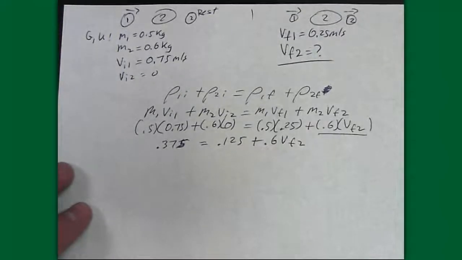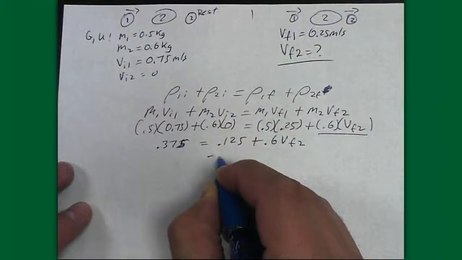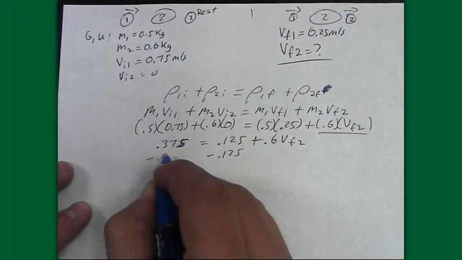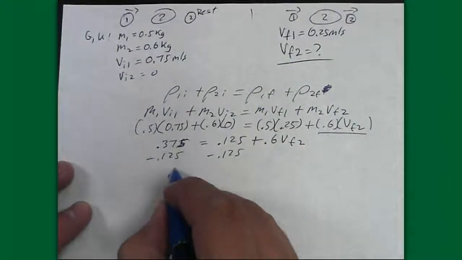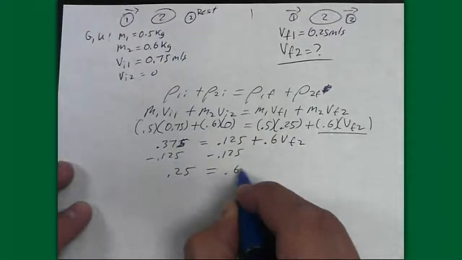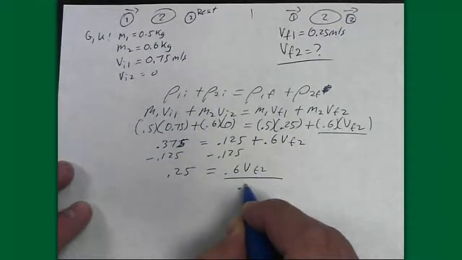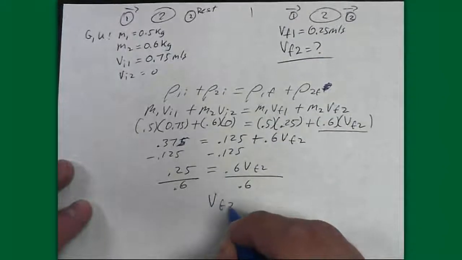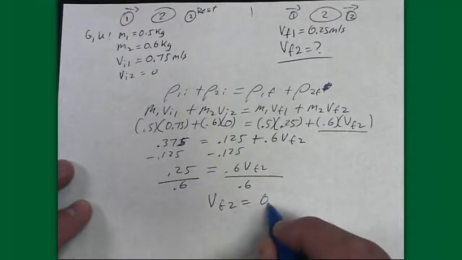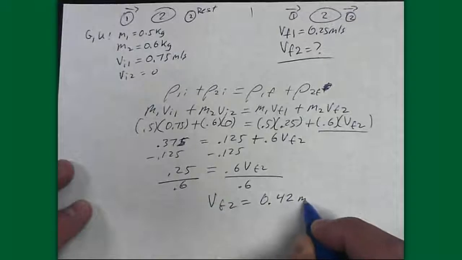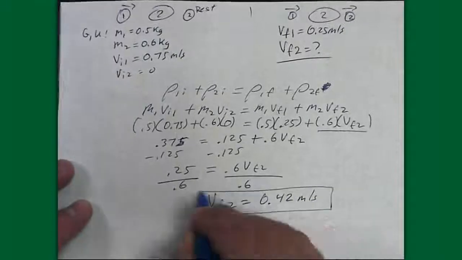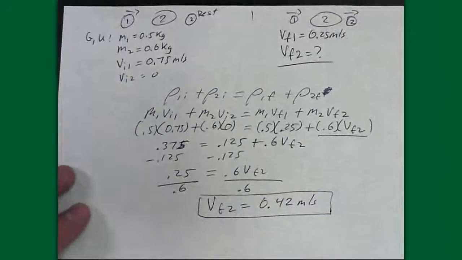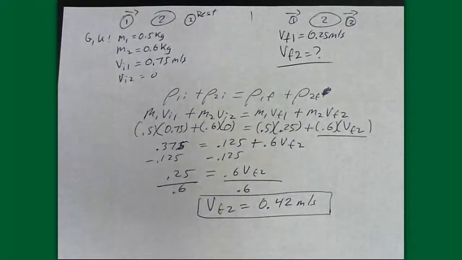And now it's simply algebra to solve it. Subtract 0.125 from both sides. And it gives you 0.25 over here equals 0.6 VF2. Divide both sides by 0.6, and you'll find that the final velocity of the second ball is 0.42 meters per second. And there's your example of a bouncing collision.